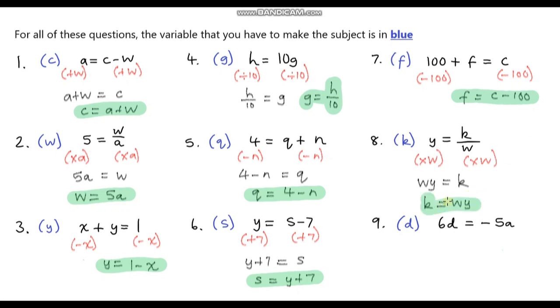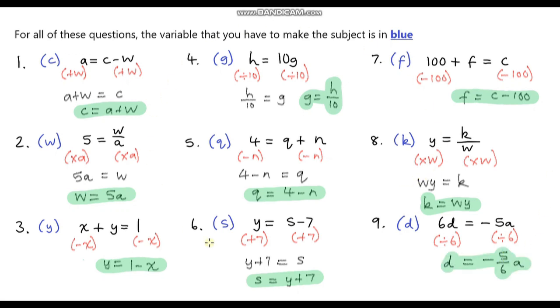And finally, last but not least, we've got question 9, which is 6d is equal to minus 5a, and we need to make d the subject. So at the moment we are multiplying the d by 6. So to get rid of that 6, we just need to divide by 6. So I'm going to be left with d on the left hand side, and on the right hand side I've got negative 5a divided by 6. Well, that's just negative 5 over 6a. You could also write negative 5a over 6. That would also be correct.